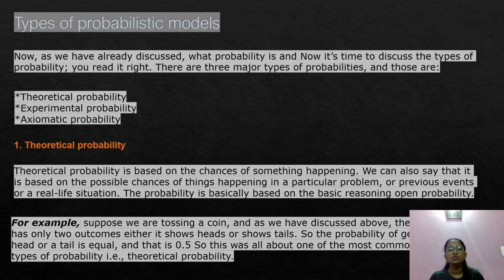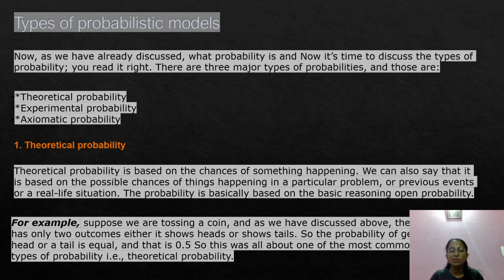So when it comes to types of probabilistic models, now that we have already discussed what probability is, it's time to discuss the types of probability. You read it right. Yes, there are three major types of probabilities, and those are theoretical probability, experimental probability, and axiomatic probability. So in the beginning, let us go through theoretical probability.